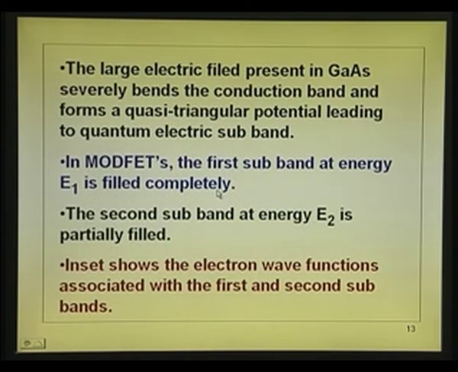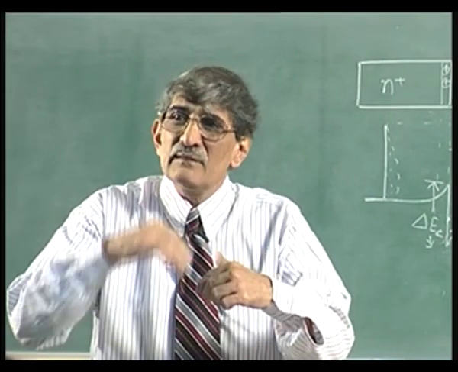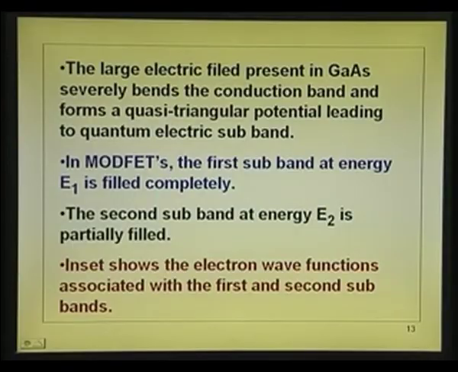That is what is put here. The second sub level energy E2 is partially filled. After all, if there are two levels, one band will get filled completely, and only then the next band will get filled up. That is the implication of that.